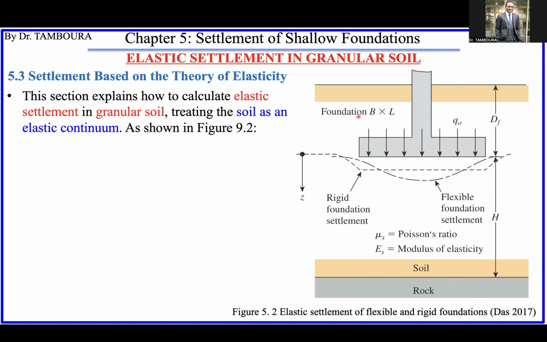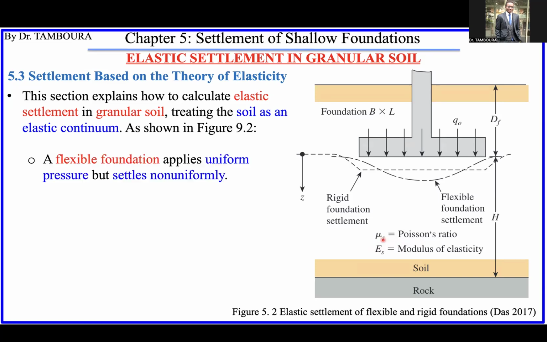Okay, and we have the footing dimension, and the load Q0, the net load. Okay, and we will also have two types of footing, rigid foundation and flexible foundation. And these two parameters, I think you know them already, Poisson's ratio and the elastic modulus, modulus of elasticity.